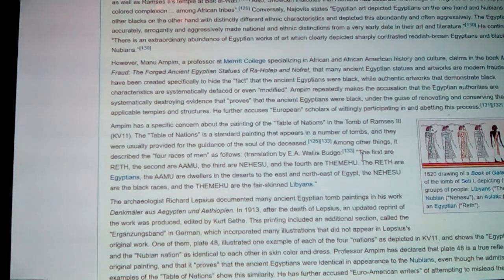Abram repeatedly makes this accusation that the Egyptian authorities are systematically destroying evidence that proves the Egyptians were black under the guise of renovating and conserving the ancient temples and structures. He further accuses European scholars of wittingly participating in and embedding in this process.